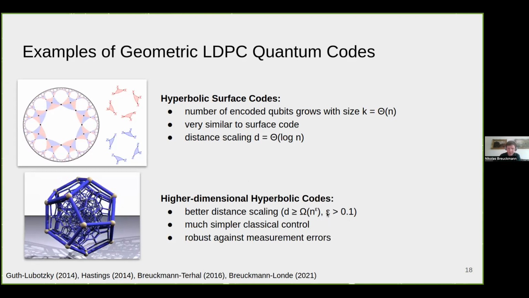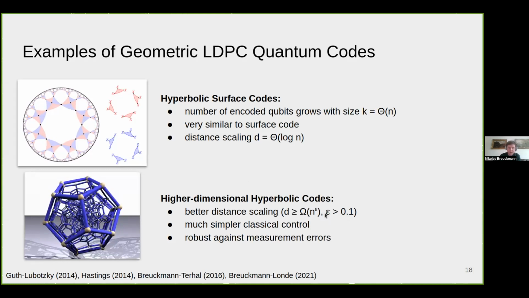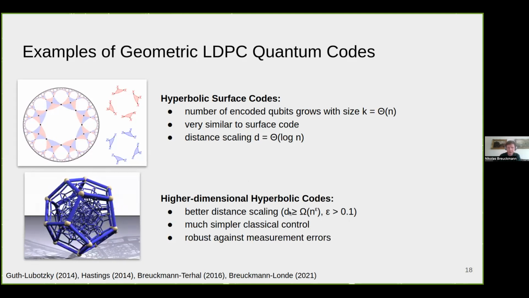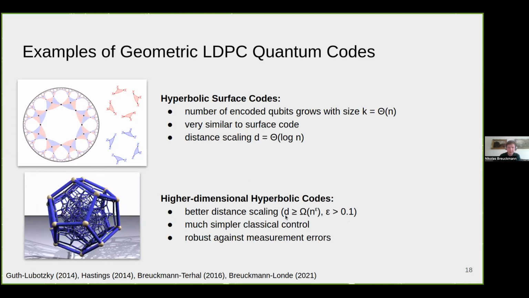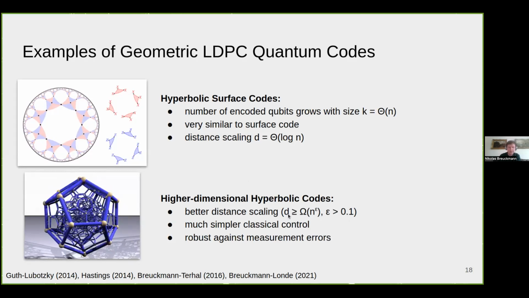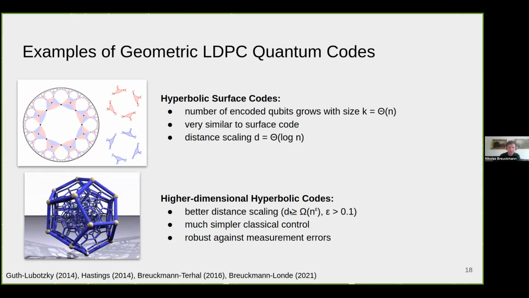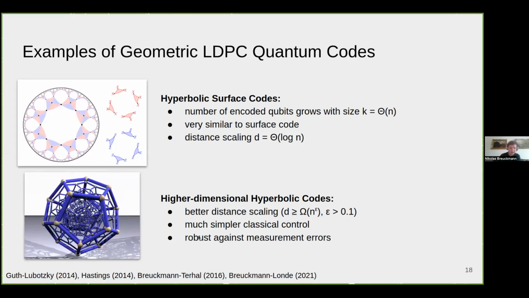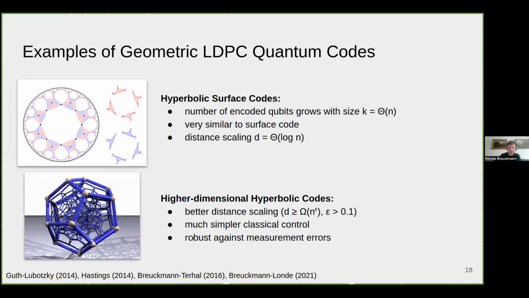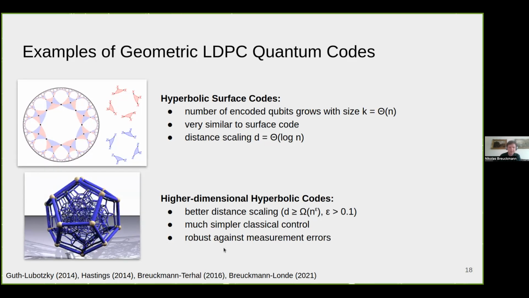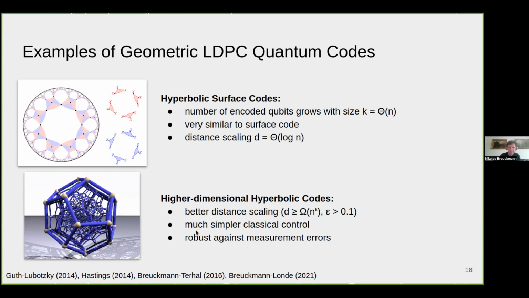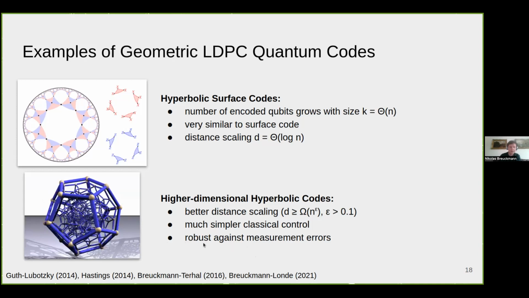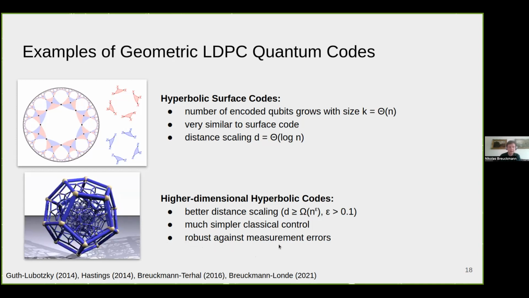I should mention that the optimum epsilon is actually unknown. We don't really know how large the distance can be. There is an upper bound for a subclass of hyperbolic four-dimensional manifolds, so-called arithmetic manifolds, but I don't think there's a general known upper bound. They also have some other nice properties: the error correction procedure is much simpler and also more robust once we take measurement errors into account.